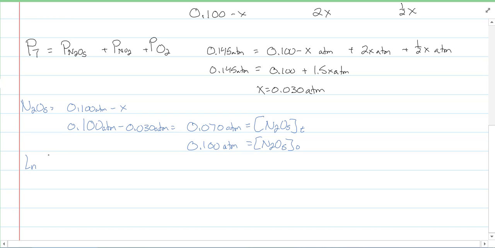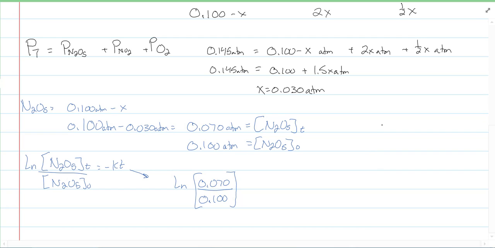Natural log concentration of N2O5 at time t all over the concentration of N2O5 at time 0 equals negative kt. Let's plug in. Go down the line. Natural log of time t is 0.070 all over 0.100. Uh-oh. I'm doing atmospheres.